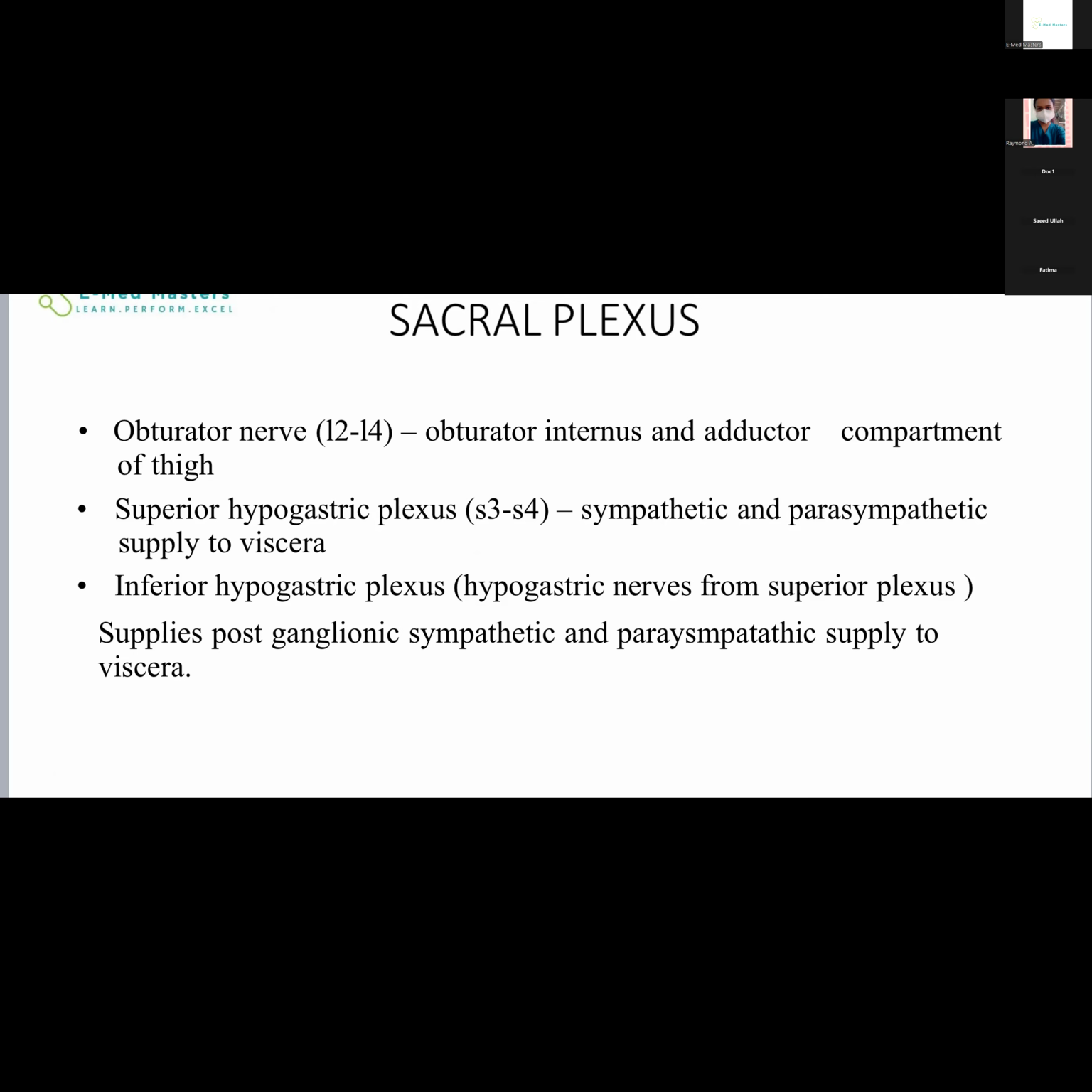Let's talk in detail about the blood supply and the nerve supply of the sacral plexus. Its branches are the superior gluteal nerve, inferior gluteal nerve, nerve to piriformis, nerve to obturator internus, nerve to quadratus femoris muscle, posterior perforating cutaneous nerve, posterior cutaneous nerve of the thigh, and the sciatic nerve. The sciatic nerve is the main branch, and it has two parts, the tibial part and the common peroneal part, and the last one is the pudendal nerve.